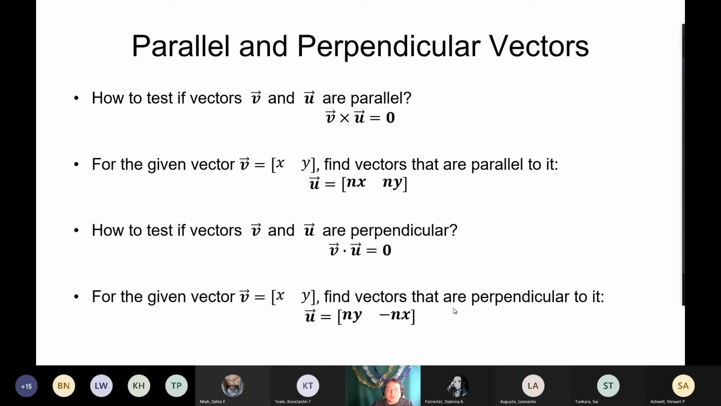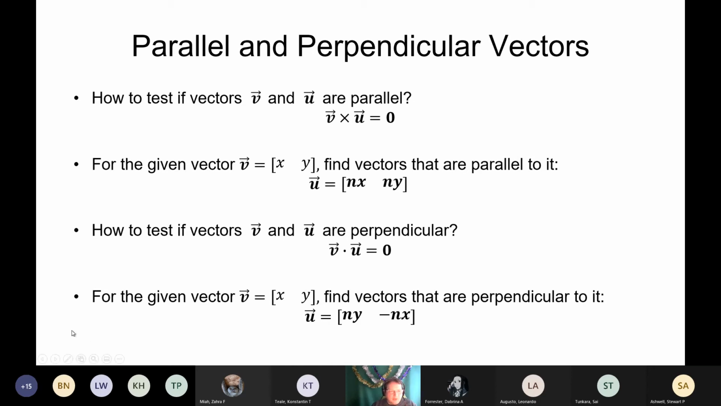And if you want to find a perpendicular vector to the given vector, you have to do three things. You have to swap x and y. Multiply both x and y by any number you want, that's the n. And then change the sign from plus to minus or from minus to plus for one of the resulting coordinates.